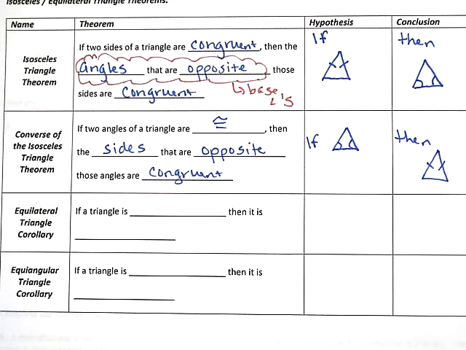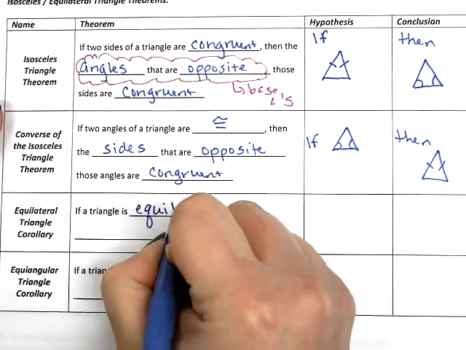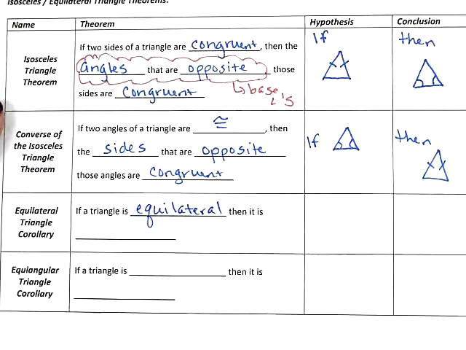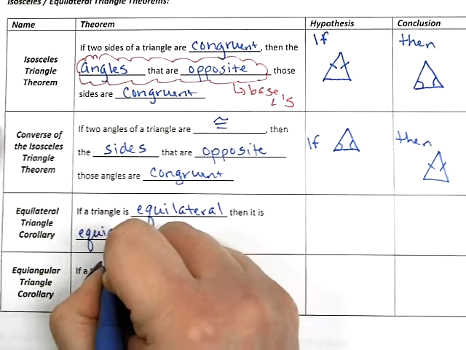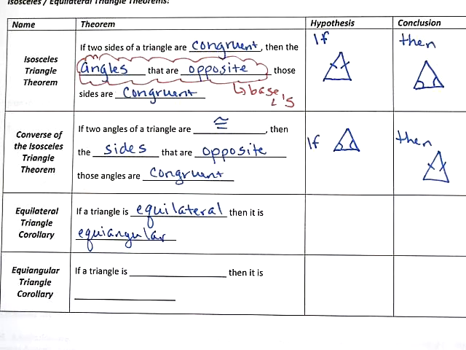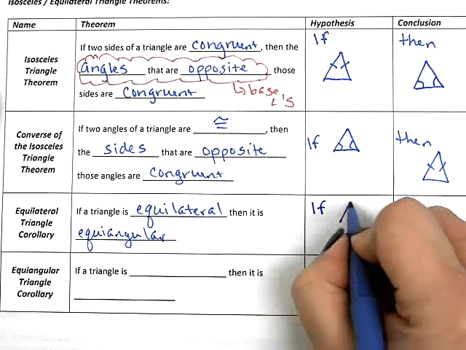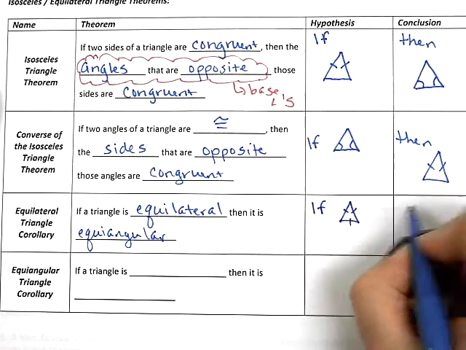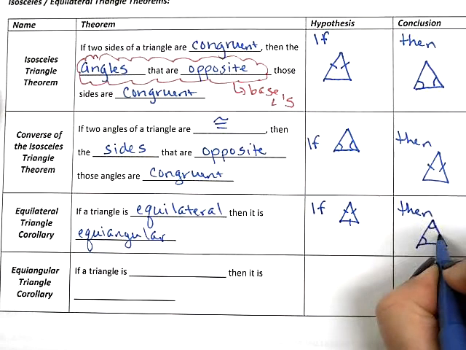Then we've got to talk about our equilateral triangle corollary. So if a triangle is equilateral, then it is equiangular. So in other words, if all the sides are the same, then all of the angles must be the same as well. So if we start with a triangle that has 3 congruent sides, then that means we also have a triangle that has 3 congruent angles.